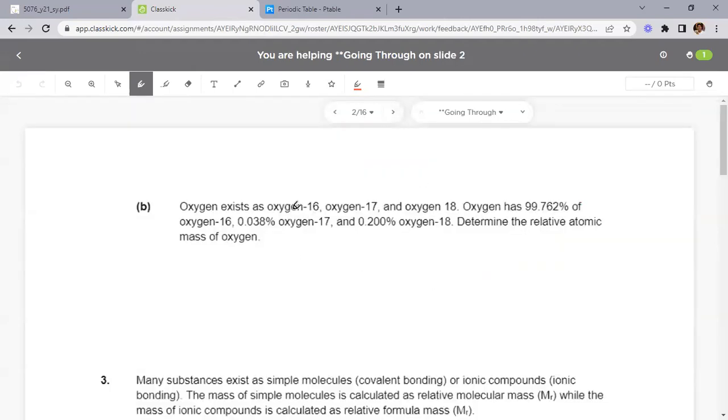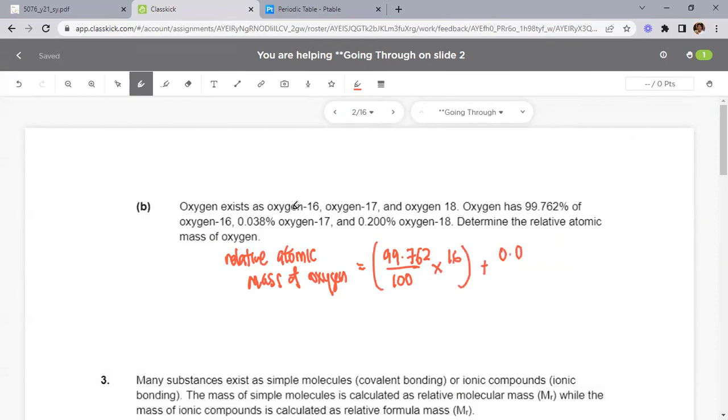Next one we have is oxygen. Once again, I'm going to write the answer here. Relative atomic mass of oxygen. We are looking at the oxygen atom. In this case, I'm going to take 99.762% of oxygen 16, and add this with 0.038% of oxygen 17. And I'm going to add 0.200 over 100, so 0.2% of oxygen 18.